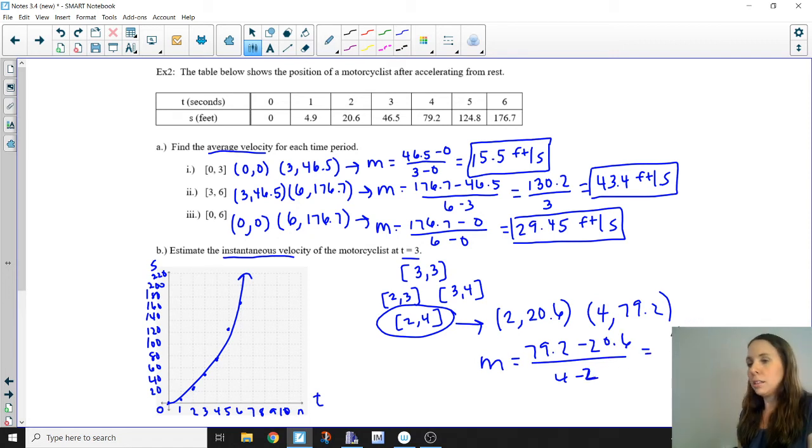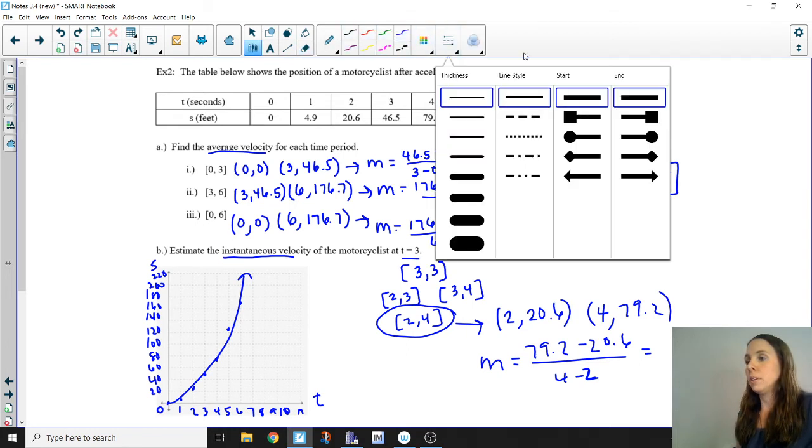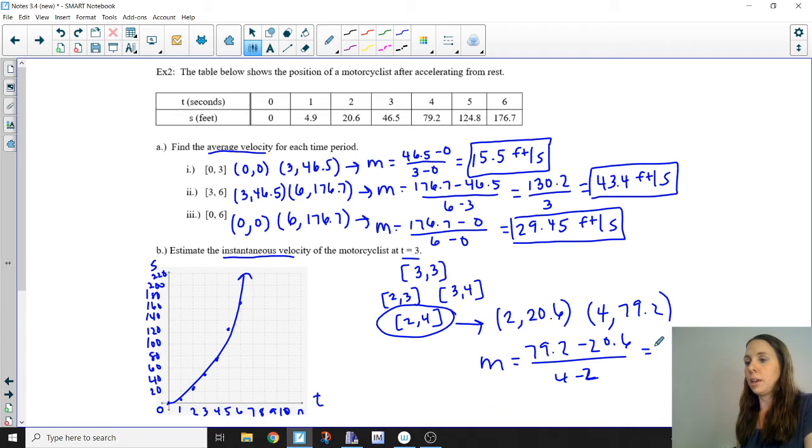And let's see, this is 58.6, and this is 2. And when we divide those, we get 29.3. I don't know why, you probably can't see that anyway, huh? Because my picture's there. The answer is 29.3. Okay? I trust that you can get that. I'll write it up here though. What is it again? Feet per second.